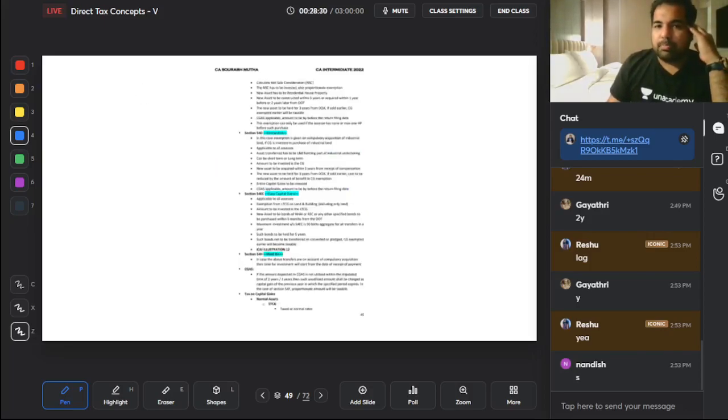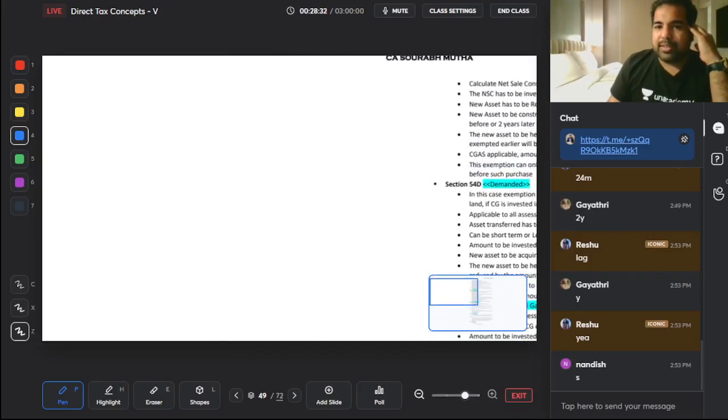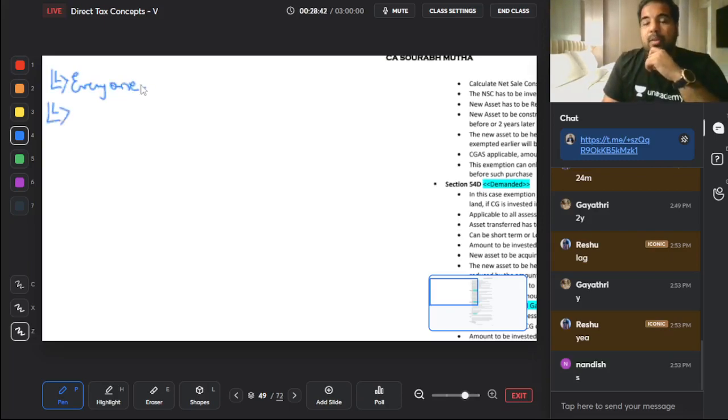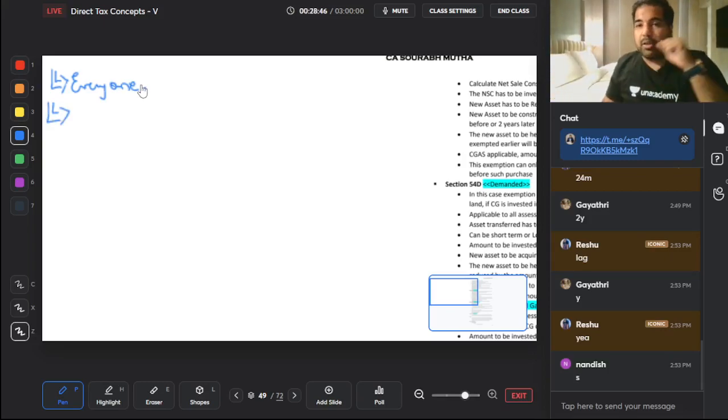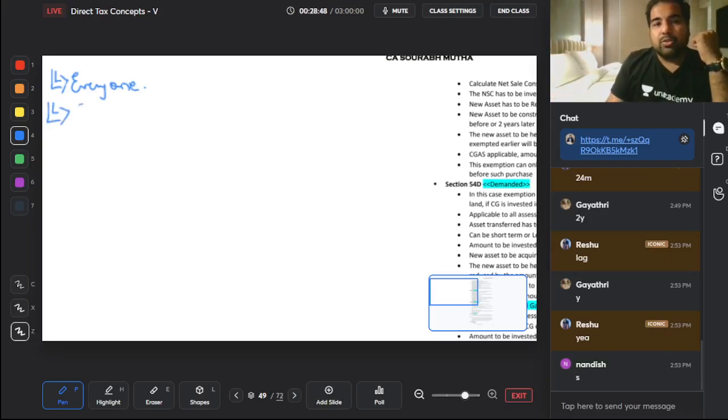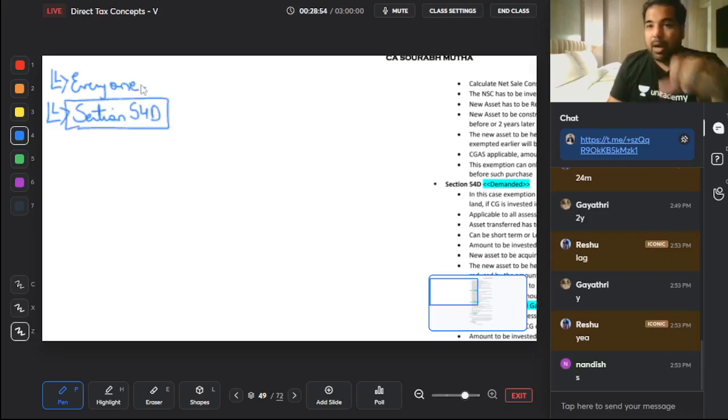Now going to the sections which apply to everyone. Guys, there are 2 sections which apply to everyone. The first one is you have an industrial land and the government wants to make a metro over that land. So they compulsorily acquire that land. They demand that land. So that is section 54D. D for demand. They demand that land from you. Section 54D is demand. That's how you remember this section.